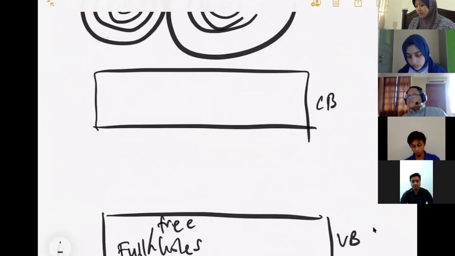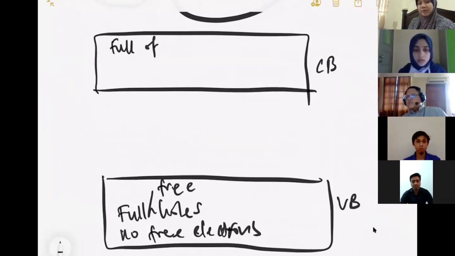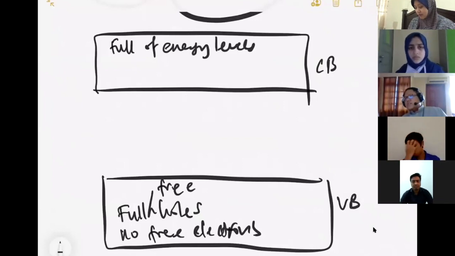And at the conduction band, you have free electrons, energy levels, three electrons. And then with the orbital, so the orbital is the energy level.